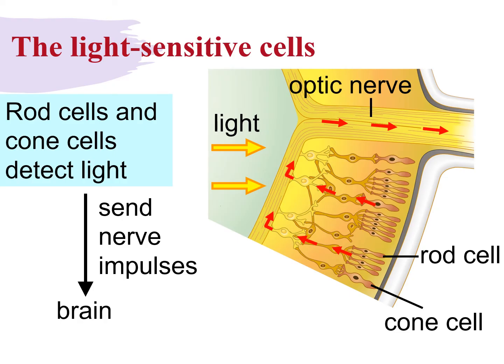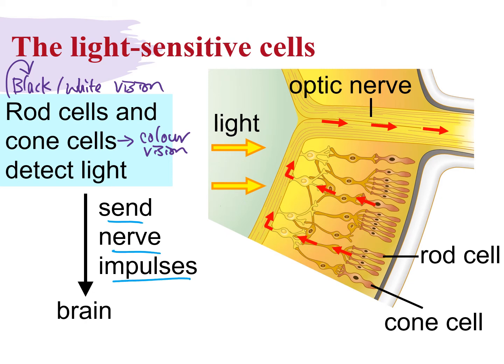Let's take a look at the light-sensitive cells. There are two types of light-sensitive cells, the photoreceptors. The first type, rod cells. They help to give black and white vision. The other type, cone cells, help to give color vision. Both of them detect the light, and then they send the nerve impulses to the brain for interpretation, 解讀.